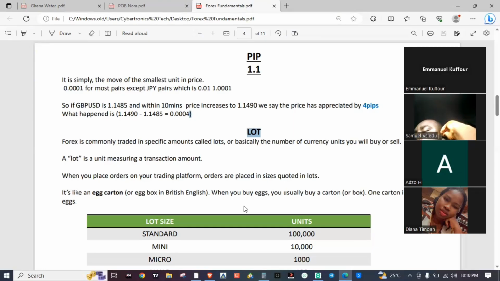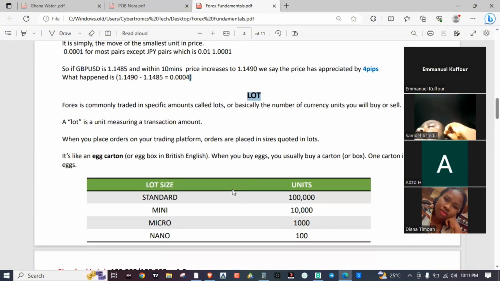It's being sold in what? In crates. But each crate is known as lots. Just like crate as eggs, this one is lots as currencies. So we have what we call the standard lot, and we have the mini lot. We have the micro, then the what? Then the nano.